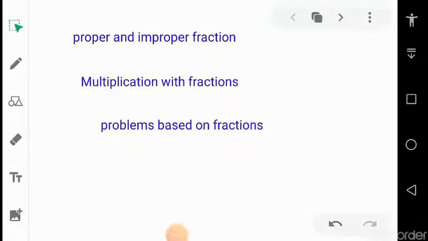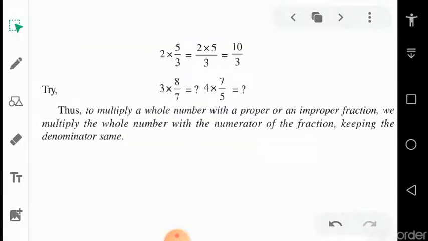Today's topic is about proper and improper fractions, but especially we will focus on multiplication with the fractions, as the fractions may be proper or improper. Then a few problems based on proper and improper fractions. As on the screen you can see that a number, that is a whole number, is multiplied with a fraction.